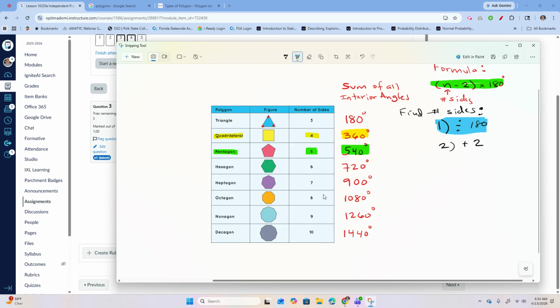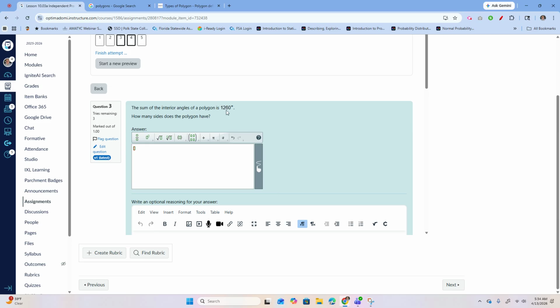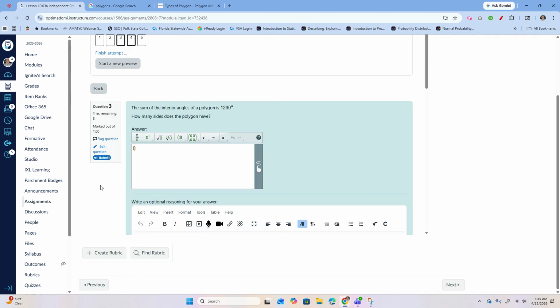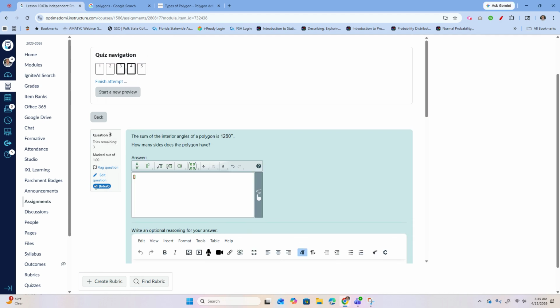Another way of doing this problem is if you remember this table and they ask you for a polygon that has 1260 degrees inside the polygon. So when you look at the degrees, how much is all the angles inside? You can see here, look at 1260 right here, and that is a nonagon. And what is a nonagon? A closed flat shape with 9 sides. Okay, 2 ways of doing the same thing. And that's how you do problem number 3.